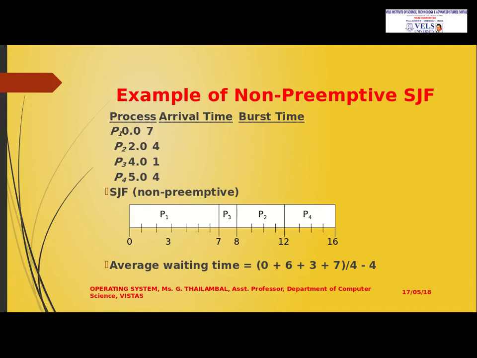The only process left is P4. Its burst time is 4 again, so 12 plus 4, at the 16th millisecond P4 also completes. So now we have to calculate the average waiting time.